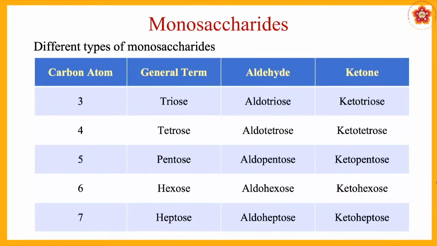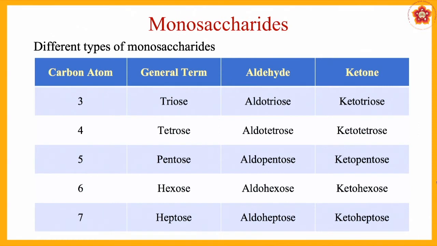See, the carbon atom count gives the general term, along with aldehyde or ketone. If the molecule has 3 carbon atoms, the general term is triose. Tri means 3. If it has an aldehydic group, that is an aldotriose, and if it has a ketone group, that is a ketotriose. Next, if the monosaccharide has 4 carbon atoms, the general term is tetrose. Tetra means 4. If it has an aldehydic group, it is an aldotetrose, and if it has a ketonic group, it is a ketotetrose.